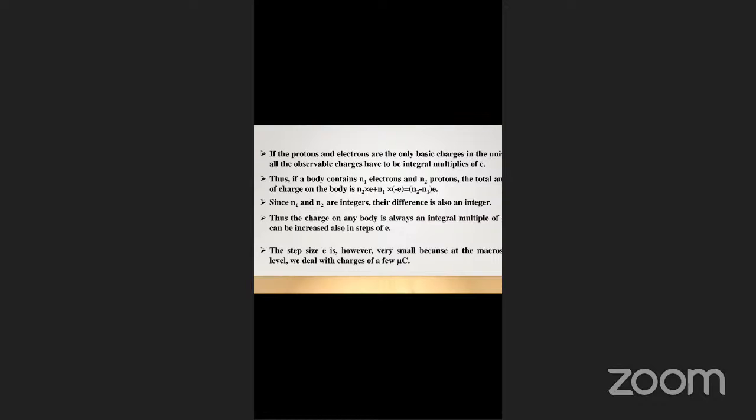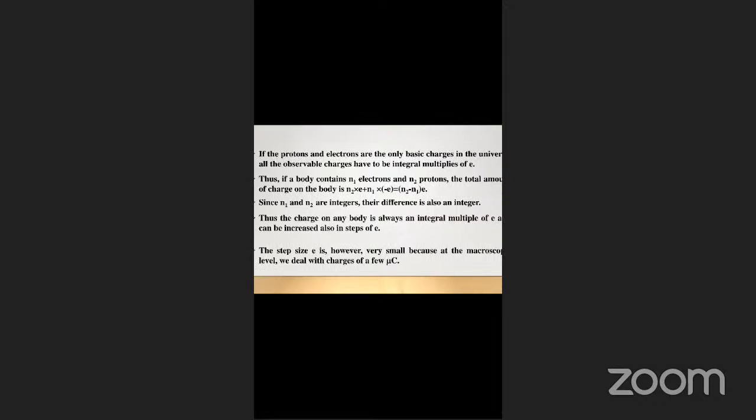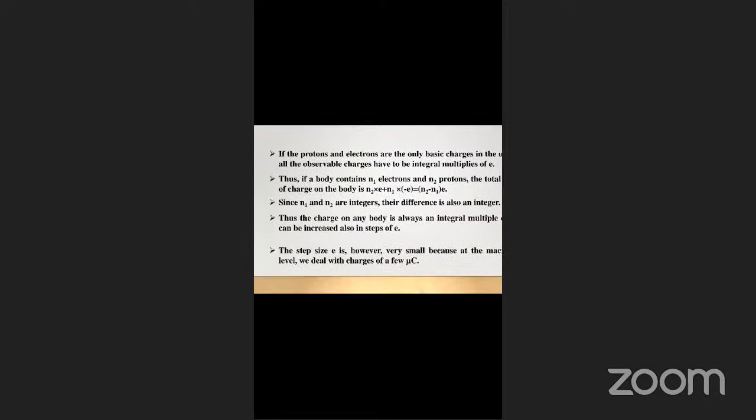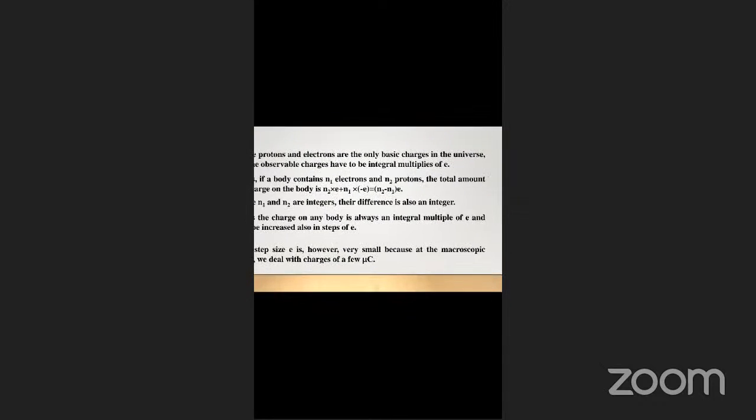Already, just now I said that Q is equal to plus or minus Ne. Why? Because I am considering plus or minus. That means e is a charge, positive and negative, where n is an integer. So once again I repeat this point. If protons and electrons are the only basic charges in the universe, all the observable charges have to be integral multiples of e. So next point.